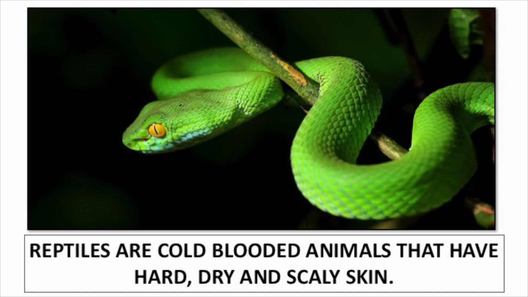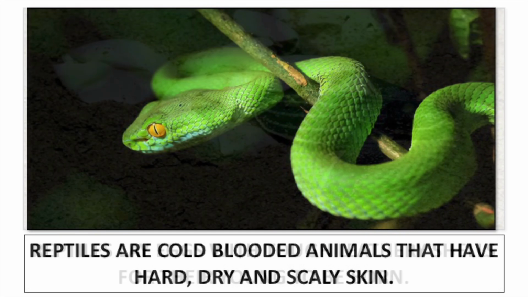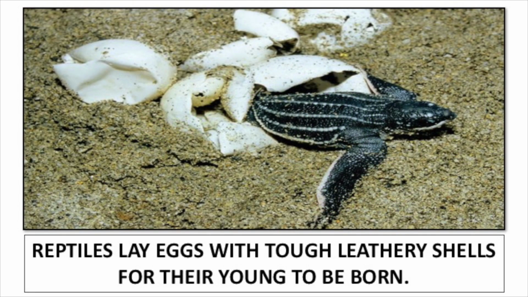Snake, yes. And if you look closely at the skin of the snake, do you see all the different parts? These are what we mean by scales. And what colour is the snake? Green. Lots of green scales make up its skin. Reptiles lay eggs with tough, leathery shells for their young to be born.